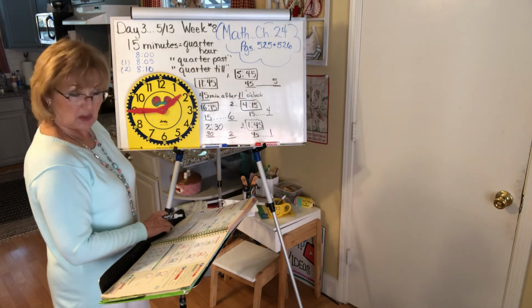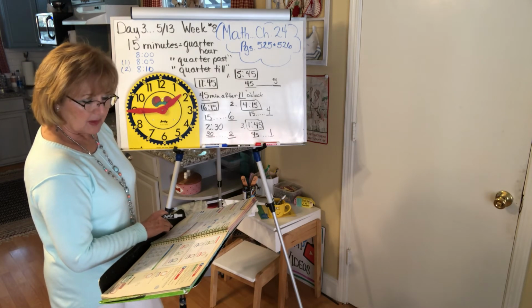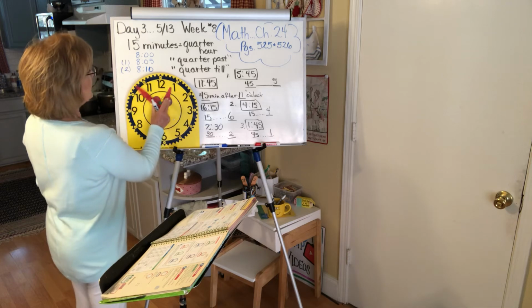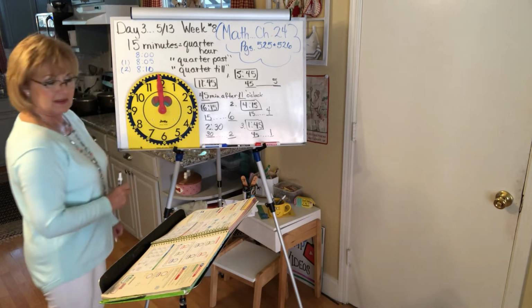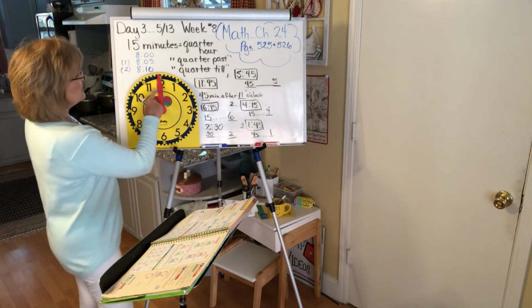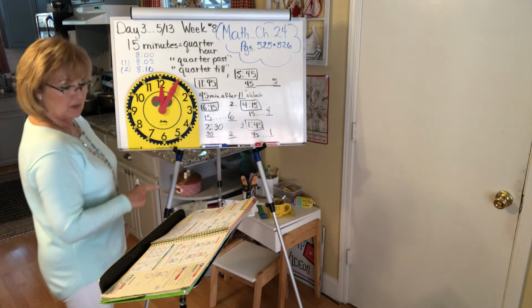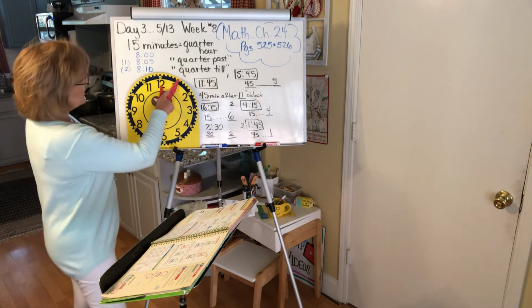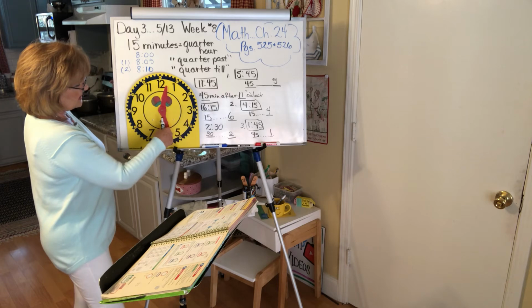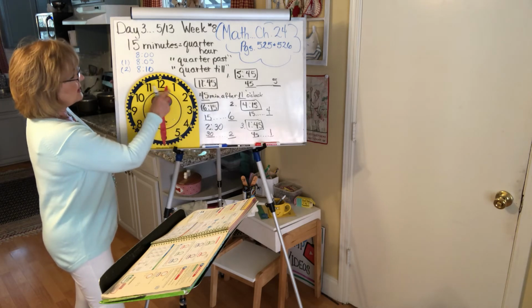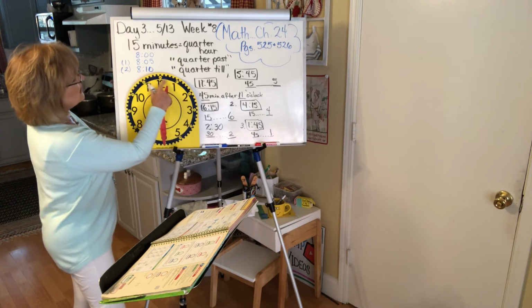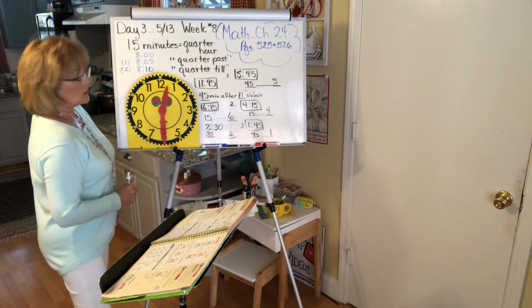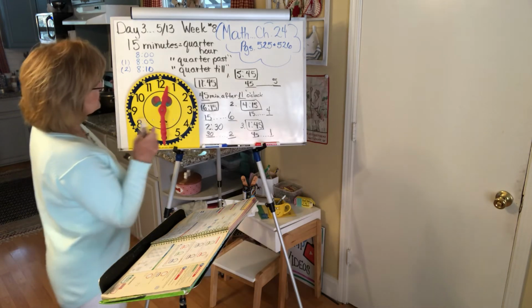Am I running out of room or what? Okay, so number 4, it was 12 o'clock. This is what 12 o'clock looks like. Okay, and then the minute hand starts to move away from the 12. When it goes halfway around, the hour hand is halfway to the 1, but it still belongs to the 12.